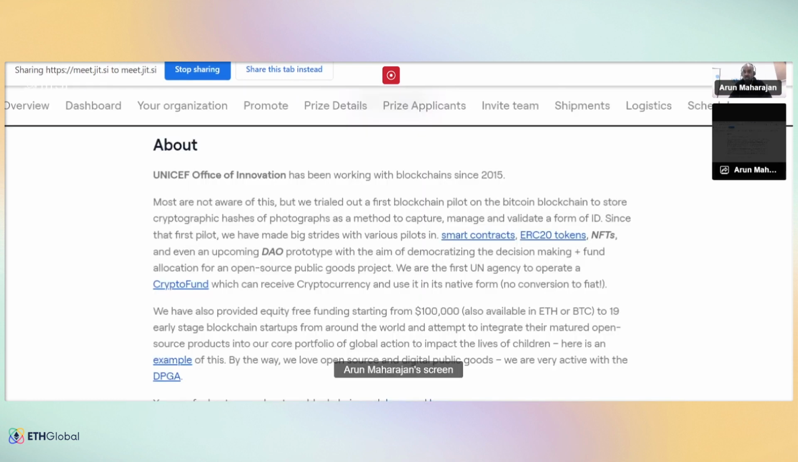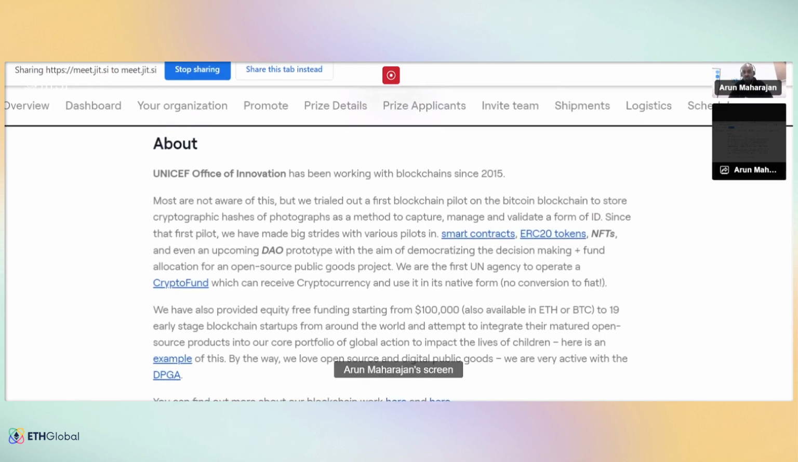Now, coming back to the hackathon, we have been working with blockchain since 2015. Our first pilot was in fact with the Bitcoin blockchain. I think Ethereum didn't exist around the time of this pilot, where we tried to put hashes of photos on chain as a method of validating ID. Since then, we have made a lot of progress. We have some smart contract work, some tokens, and even a DAO which we are building right now.